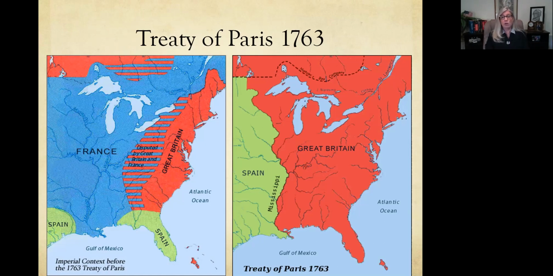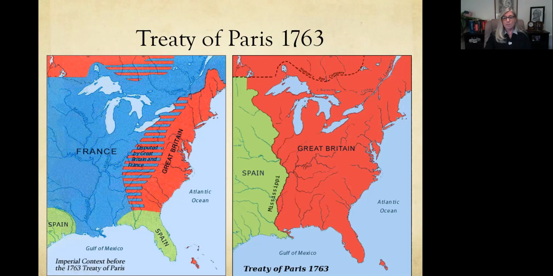You've got the transfer of land. Notice that essentially the French are removed from North America. They do maintain control of a few small islands in the Caribbean, but for the most part, the French are out. All of this land now becomes the territory of the British. So this is when Canada becomes a British possession. It still is, but this is when it happens.